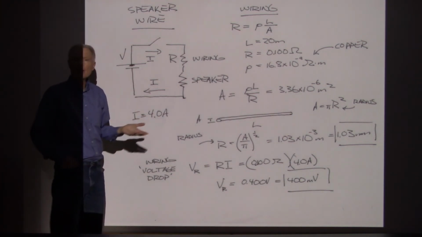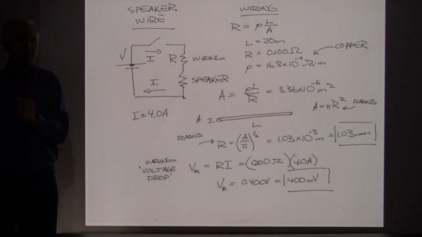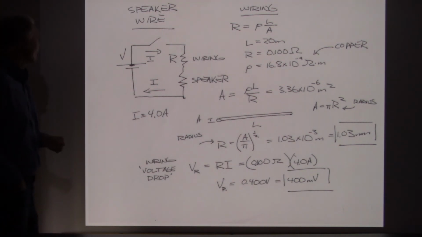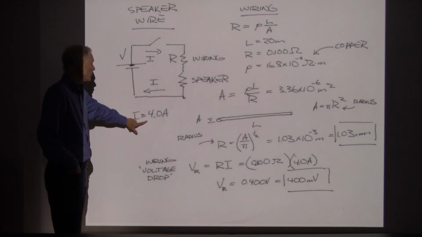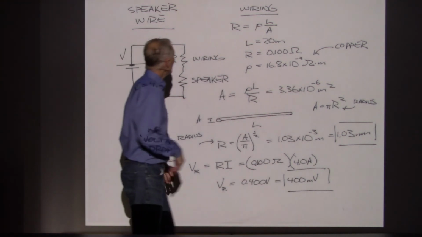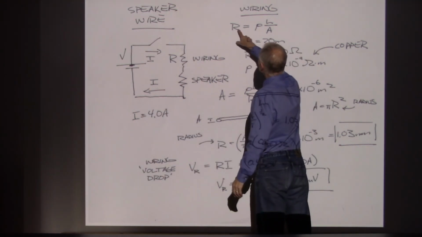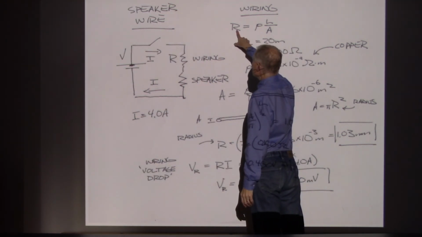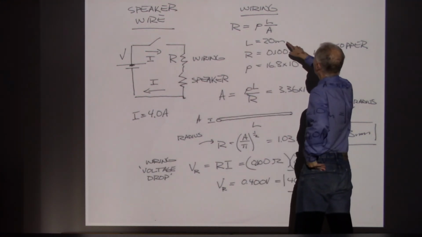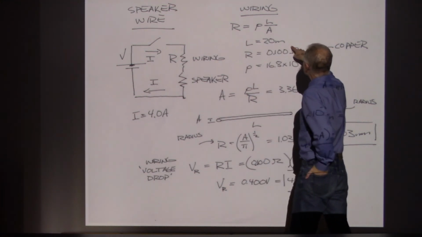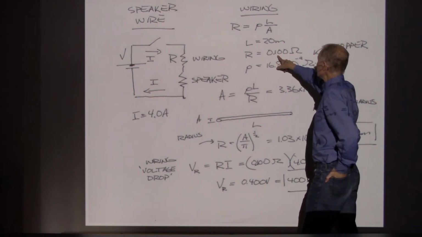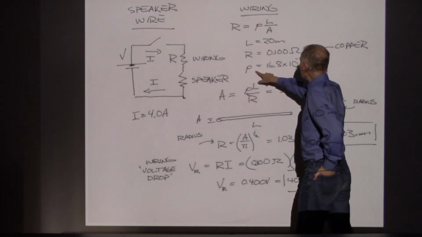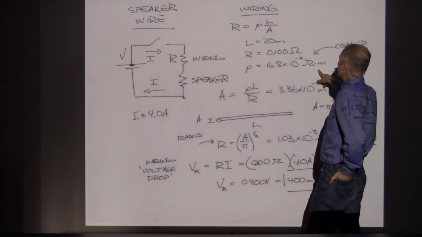Now, it would work the same way if we were plugging this into an AC source. It's just that the voltages would now be RMS and the currents would be RMS. So here is what the resistance is going to be determined by. We've got 20 meters of length. It says that we want the wires to have no more than 1/10 of an ohm. And we're going to make this out of copper, so there's the resistivity.